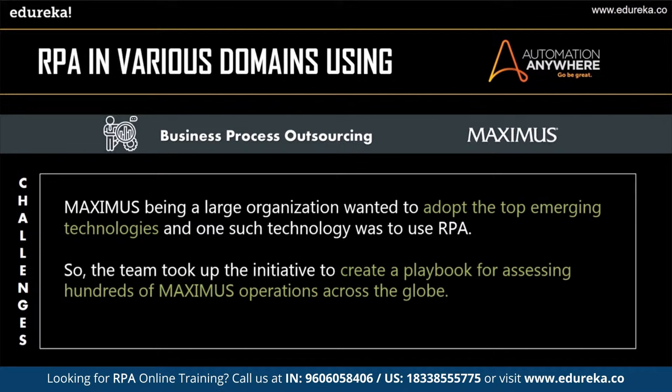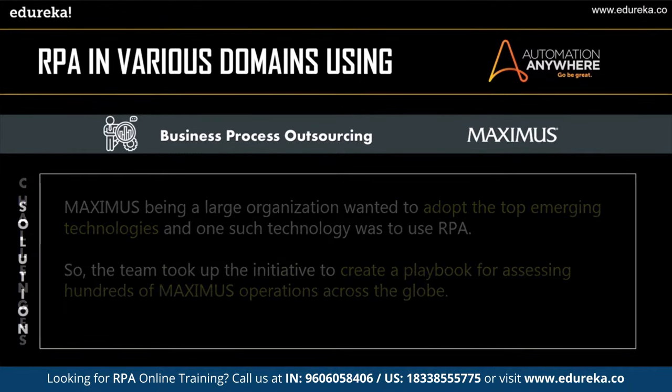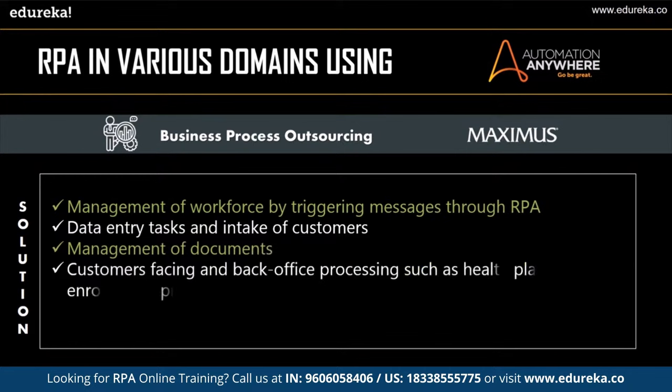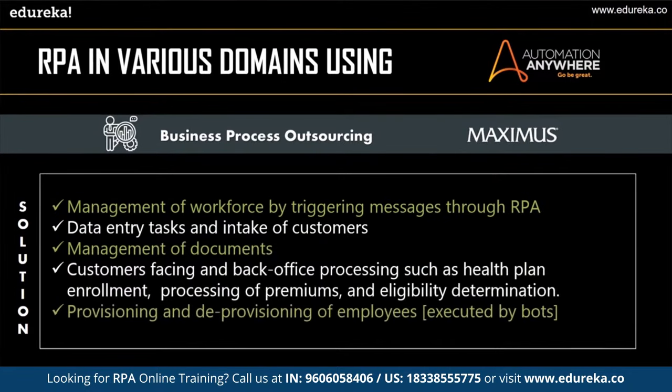So the team took up the initiative to create a playbook for assessing hundreds of Maximus operations across the globe. So the solution to Maximus' challenge of using a new technology or the latest technology such as RPA was the Automation Anywhere platform. So Maximus decided to use the Automation Anywhere platform to implement a highly available delivery network of processes, people and tools to manage all the automation opportunities.